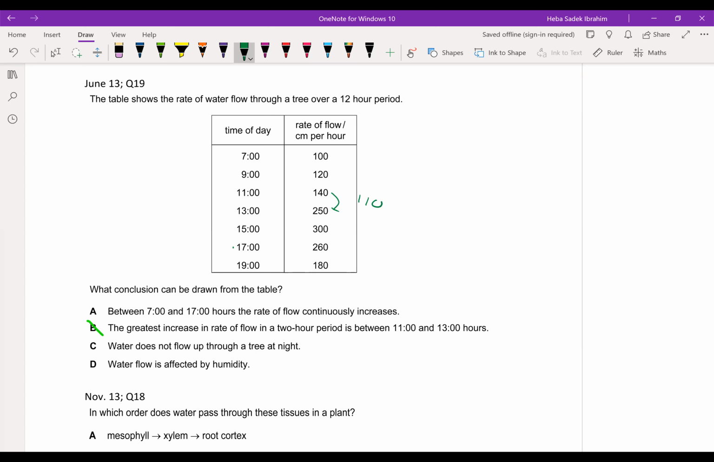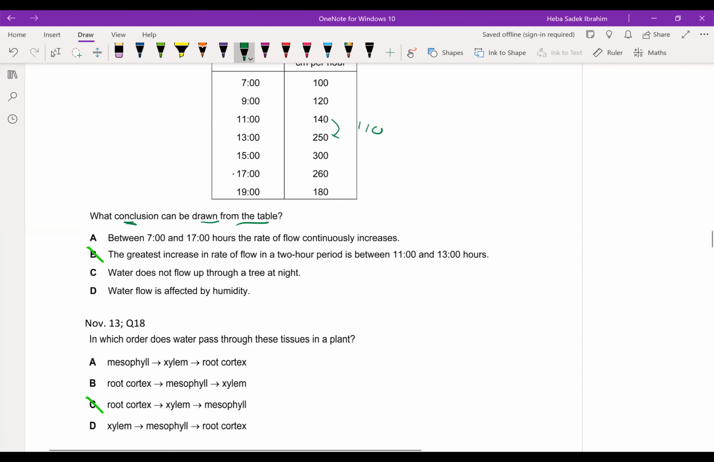Water does not flow up through a tree at night. This is nonsense. We don't see that. There's no such thing; we see that even at 7 at night there is water flowing. Water flow is affected by humidity. We can't tell from the table. We can't tell that it's affected by humidity. It's a fact, but the question says a conclusion drawn from this table. No, the conclusion I can draw from this table is that the greatest increase in flow was between 11 and 1 p.m. Okay.